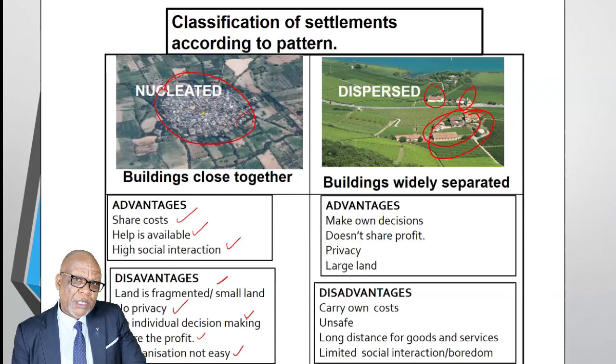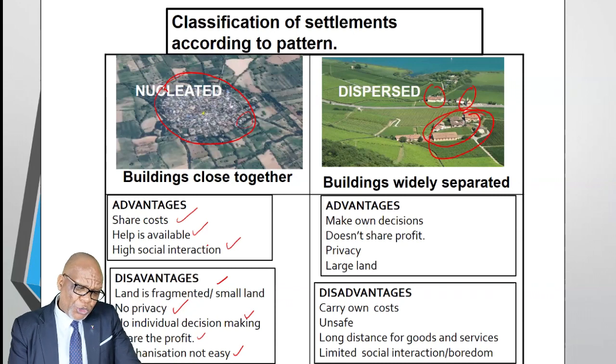You must also be able to categorize the advantages and disadvantages of these patterns in terms of whether they are social or economic. Look at this one: it says advantage, share costs. This will be an economic advantage. Then here it says help is available. This one is showing a social advantage.